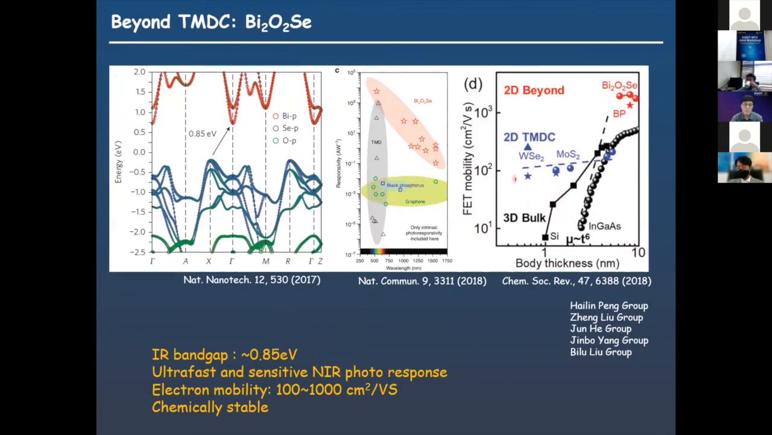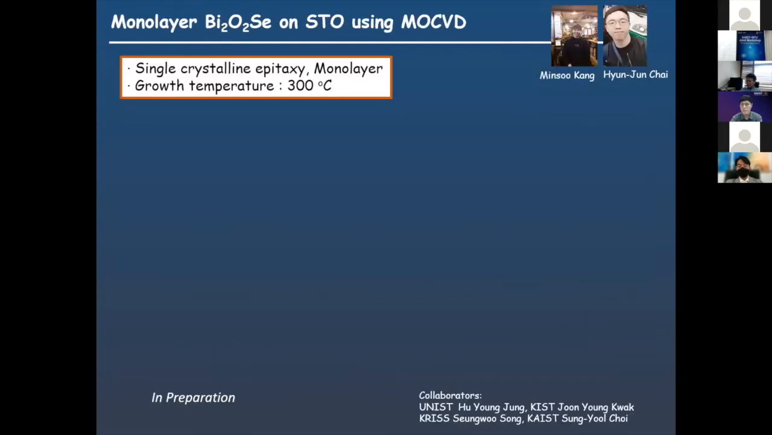And compared to the TMDC material, for example, molybdenum sulfide and tungsten selenide, the electrical mobility is much higher than the 2D TMDCs, and the optical property, for example, the polar response, especially in the IR region. So compared to the 2D TMDC, this ternary system has an advantage in terms of electrical and optical properties. And recently, we have developed a large-scale MOCVD growth of this ternary system, bismuth oxy-selenide, at very low temperature, even just 300 degrees Celsius.